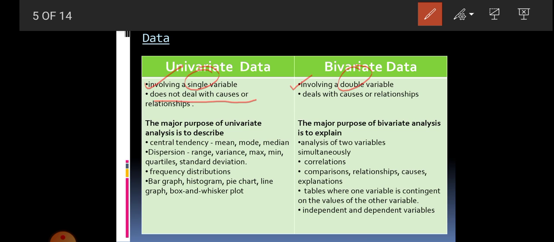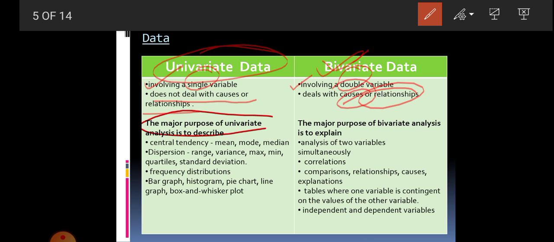Second one is that it does not deal with causes and relationships. If we are interested in causes and relationships, that is, what will be the circumstances of any relation, then there is no use of univariate. If you have to deal with cause and relationship, then you have to move to bivariate data. The major purpose of a univariate analysis is to describe central tendency, and in central tendency there is mean, mode, median. Then dispersion. Dispersion means range, variance, maximum, minimum, quartiles, standard deviation.